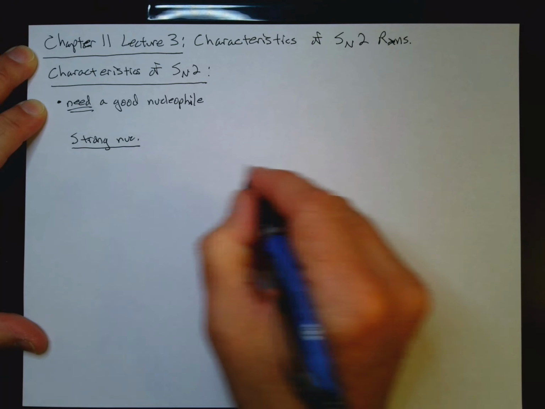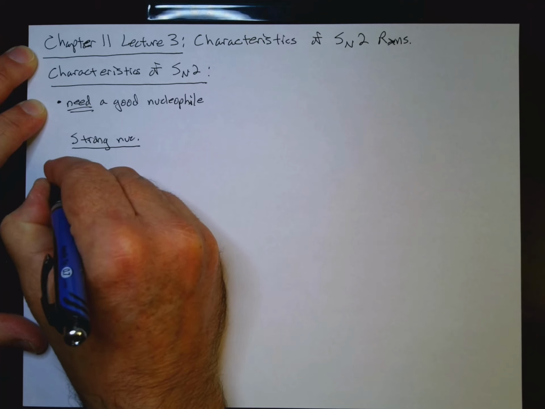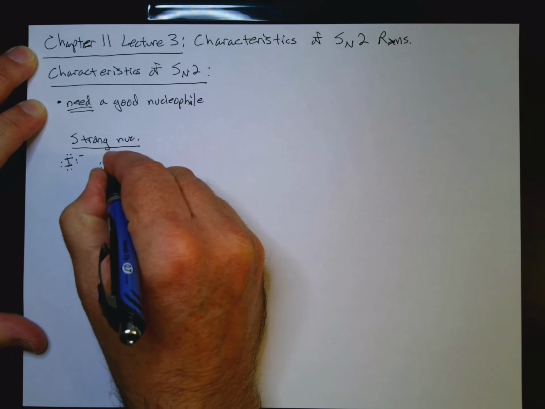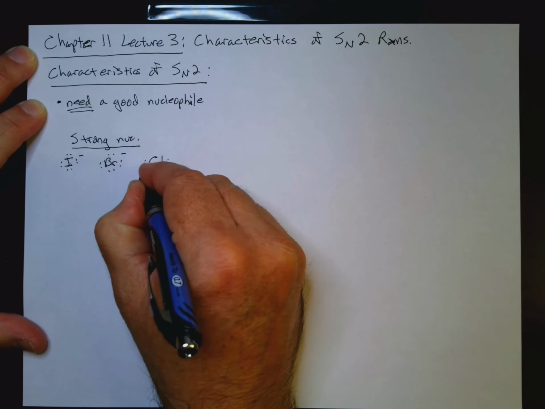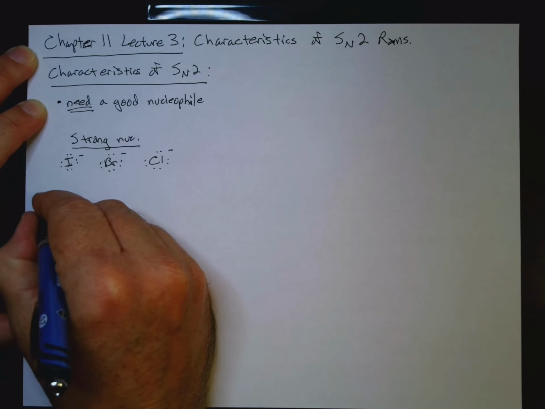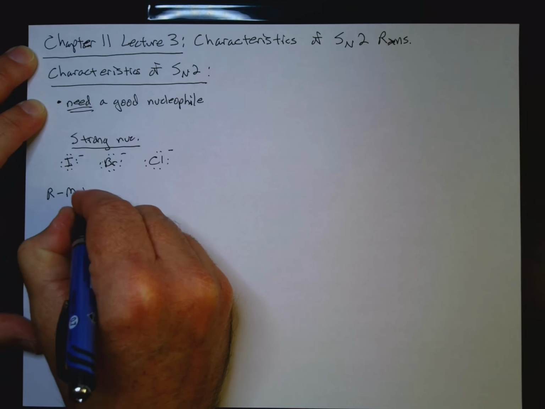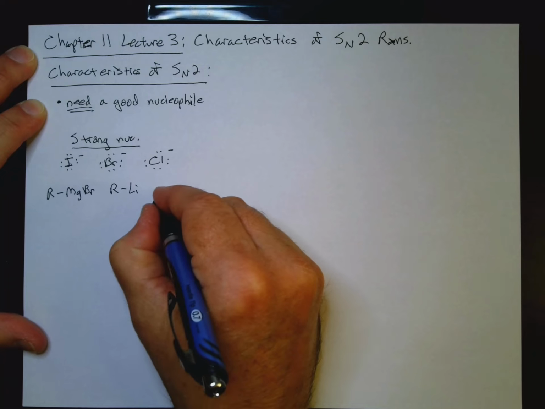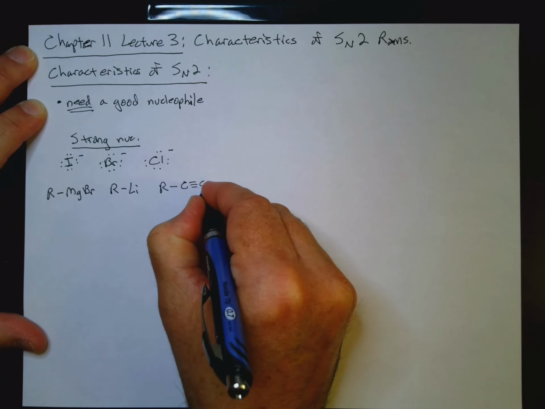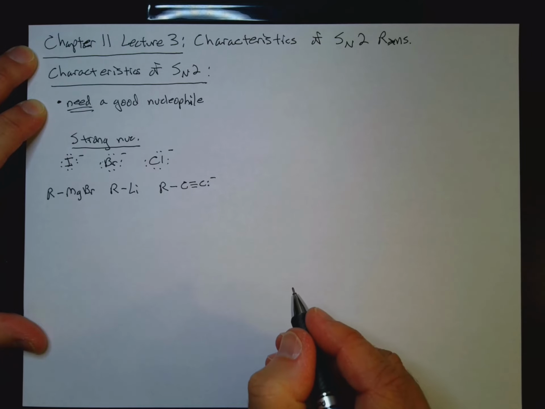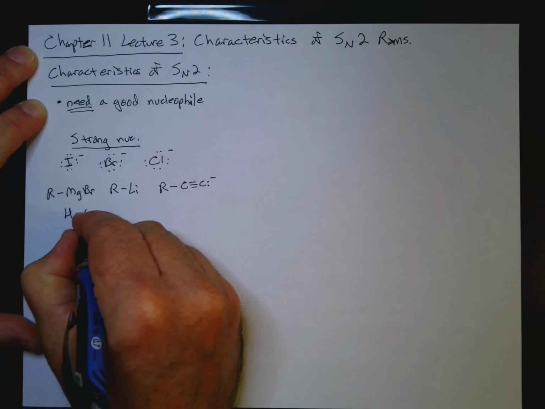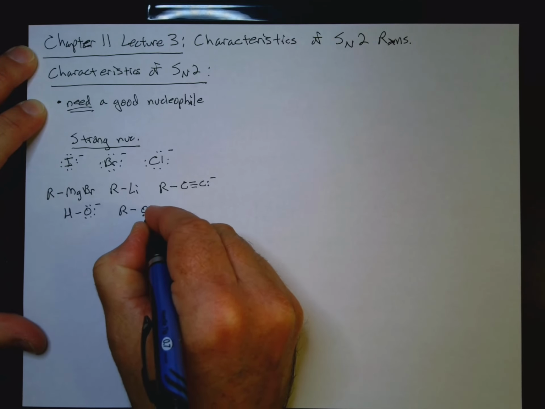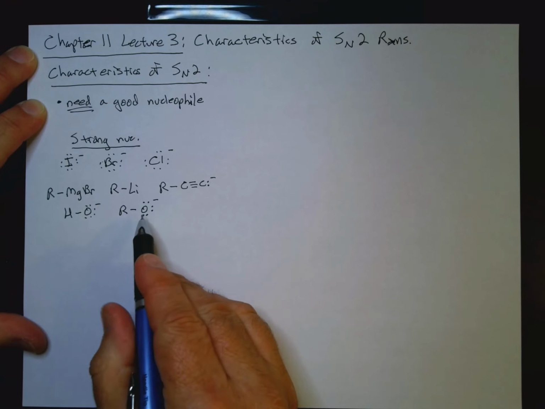Strong nucleophiles. These could be things like I minus, Br minus, Cl minus. We could have things like the Grignard reagent, RMgBr, RLi, acetylide ions, RC triple bond C, negative charge. Could have things like hydroxide, OH minus. We could have alkoxides, so a derivative of an alcohol.